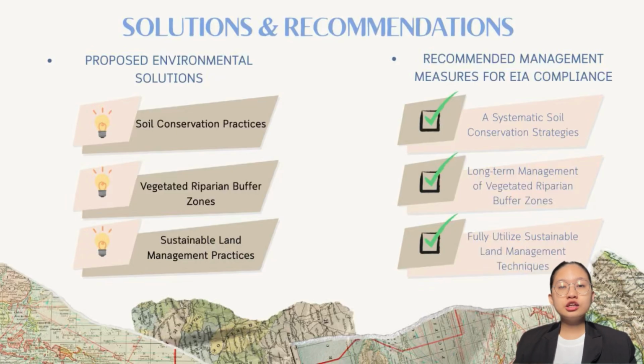Land use planning should consider slope, soil sensitivity, and proximity to water bodies before development. GIS and remote sensing can support monitoring and improving compliance after EIA approval.